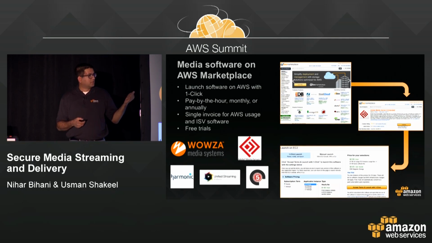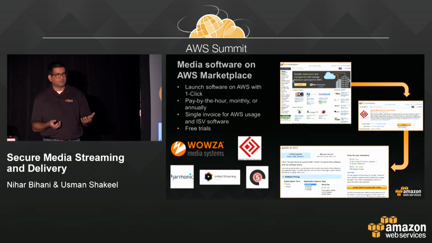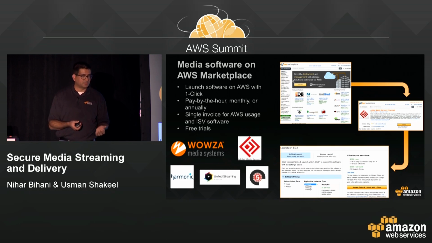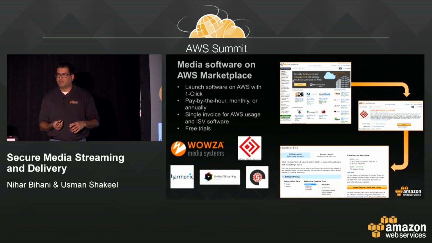A quick note on the media servers and the options available in the AWS Marketplace. You have Wowza Media Server, Adobe Media Server, and a variety of other ISVs that have their offerings available on the AWS Marketplace. We also have partners with digital rights management or DRM offerings available, such as BuyDRM or EasyDRM. Those options are available in the Marketplace.